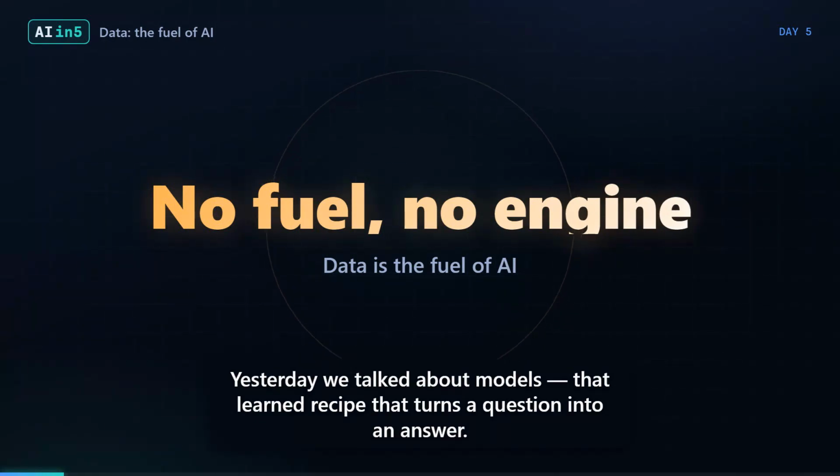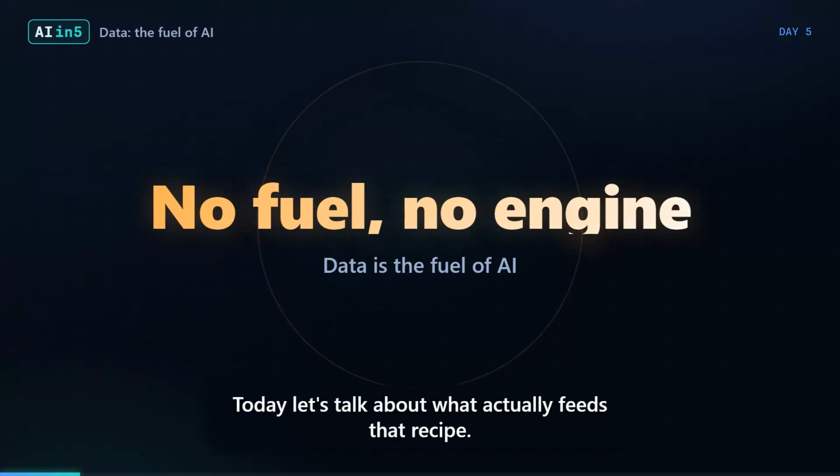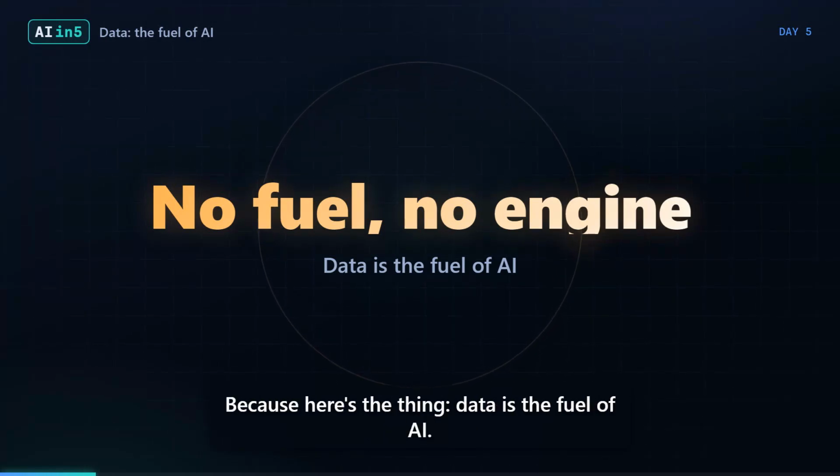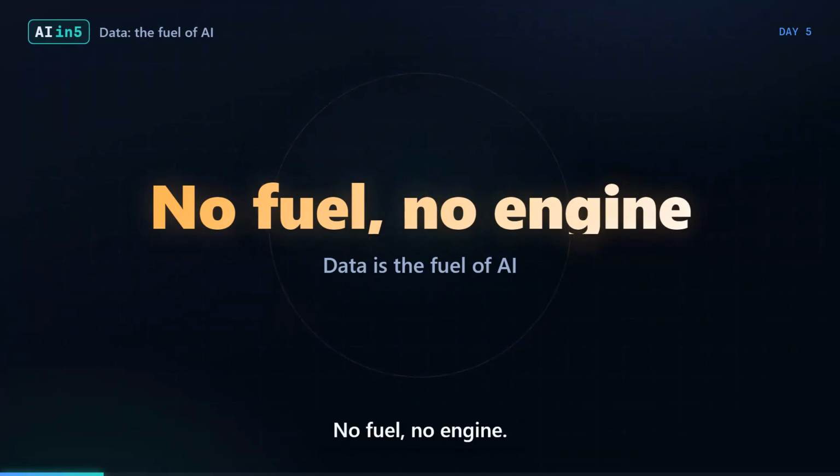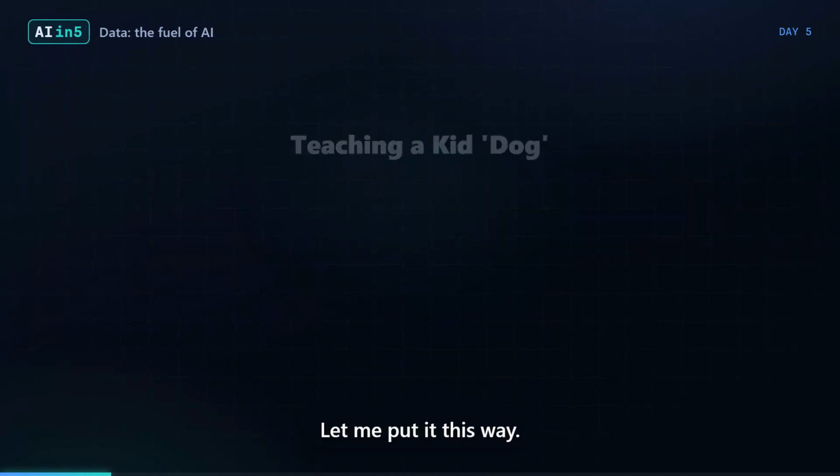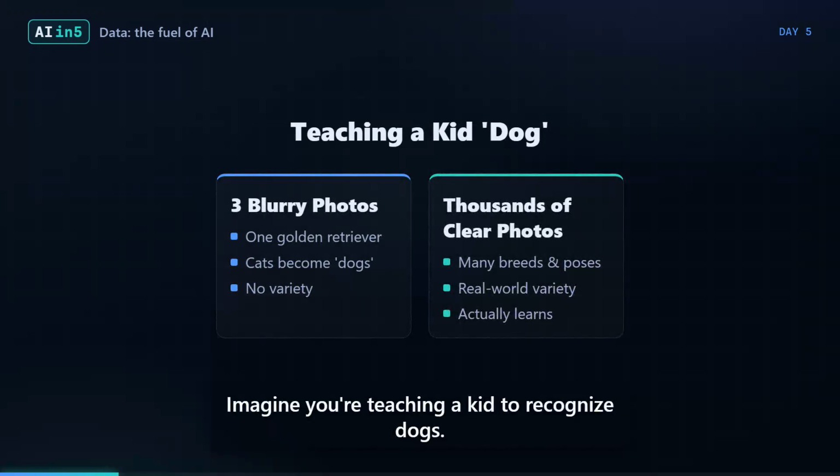Yesterday, we talked about models, that learned recipe that turns a question into an answer. Today, let's talk about what actually feeds that recipe. Because here's the thing: data is the fuel of AI. No fuel, no engine. Bad fuel, bad ride. Let me put it this way.